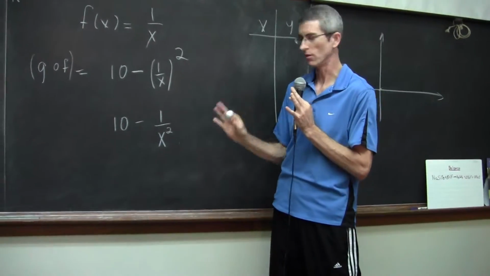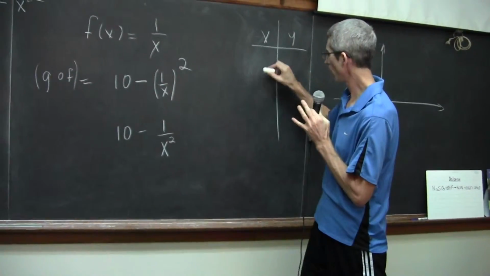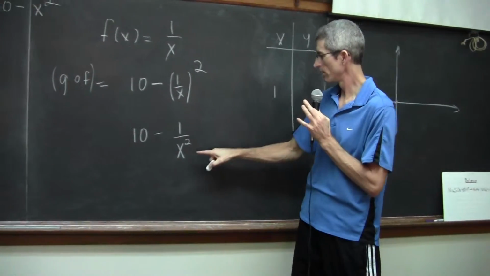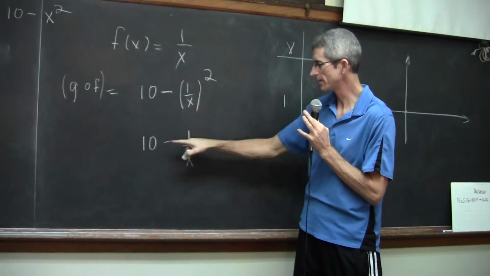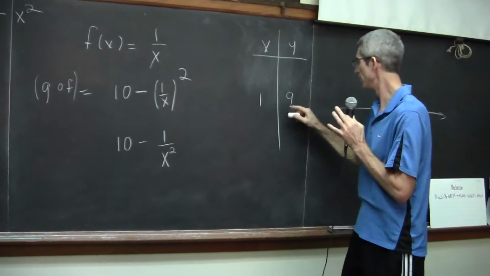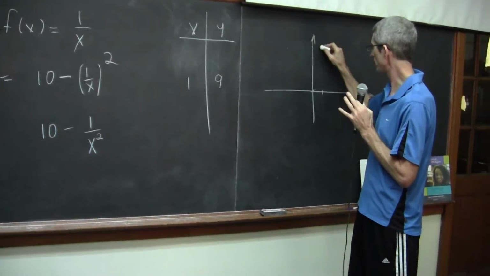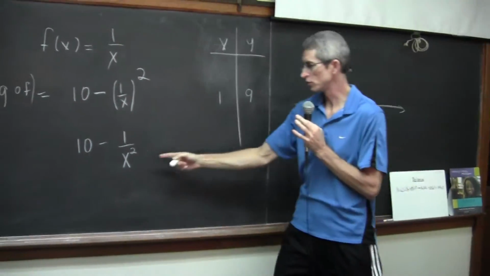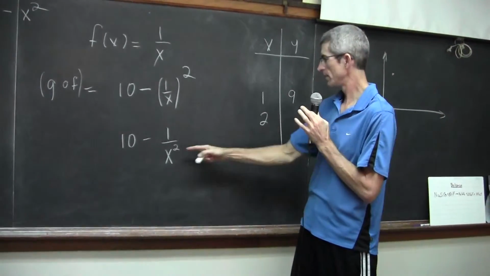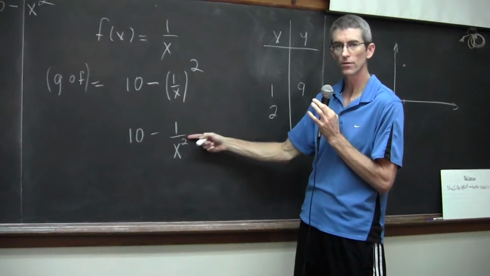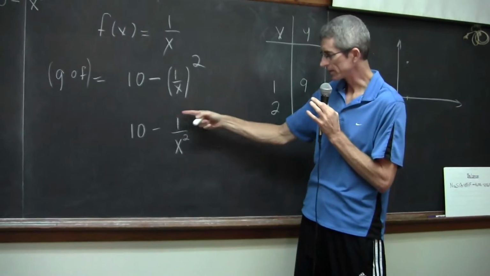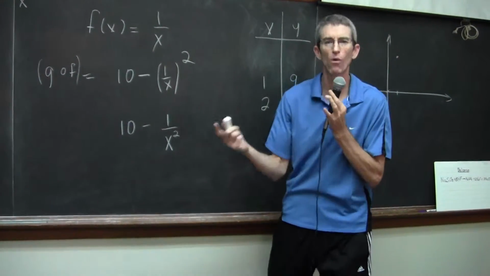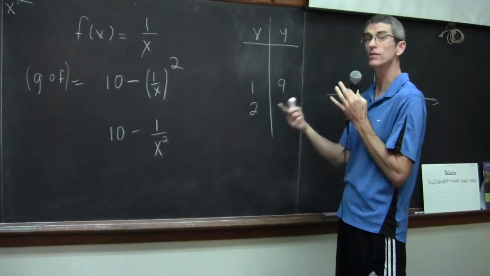So what's happening close to 0? Well, let's start when x is 1. When x is 1, that's 1 over 1. That's 10 minus 1. That's 9. So when x is 1, y is up here at, like, say, 9. And then when x is 2, 2 times 2 is 4. That's 1/4. That's 10 minus a fourth. That's like 9.75.